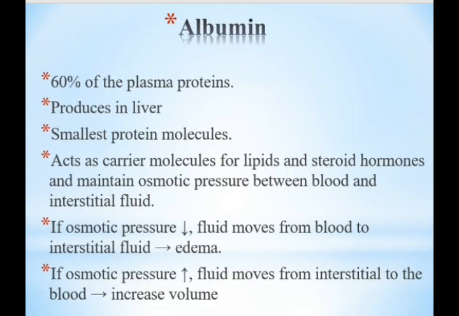Albumin will be 60% of plasma protein. You can also find albumin in the whites of the eggs. It is produced in the liver. Smaller protein molecules act as carrier molecules for lipids and certain hormones, and it maintains osmotic pressure between blood and interstitial fluid. If osmotic pressure goes down, where does it go? Fluid will move from blood to interstitial fluid, which we will call edema.